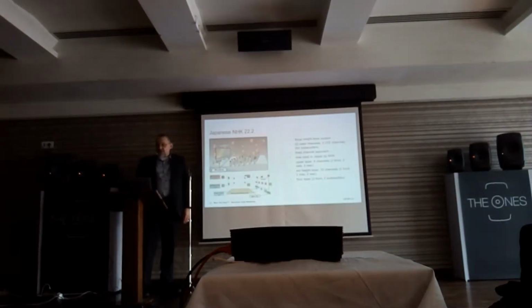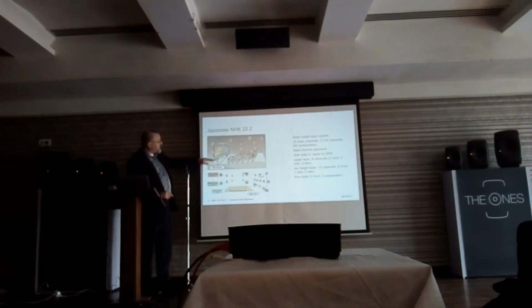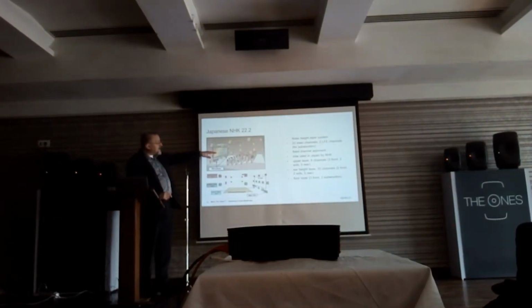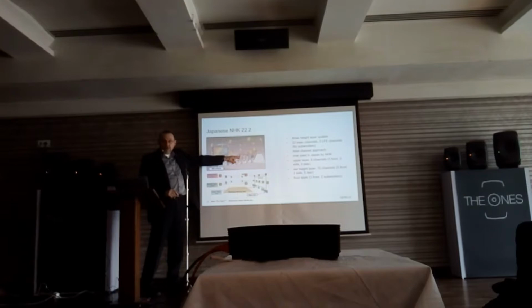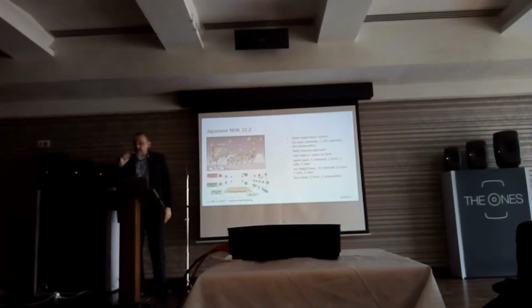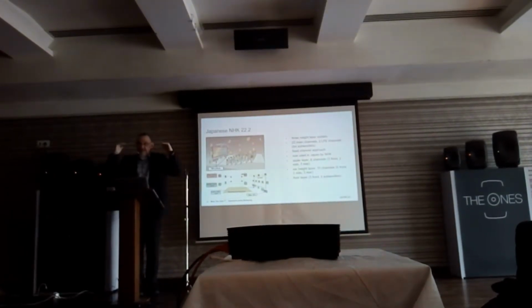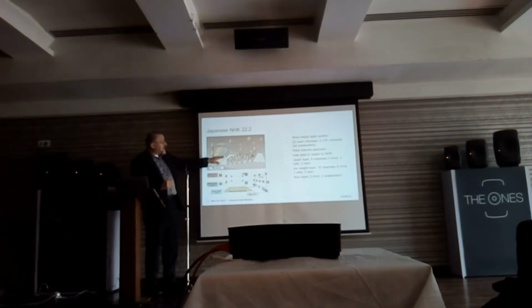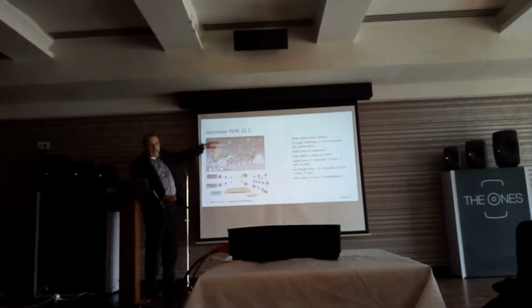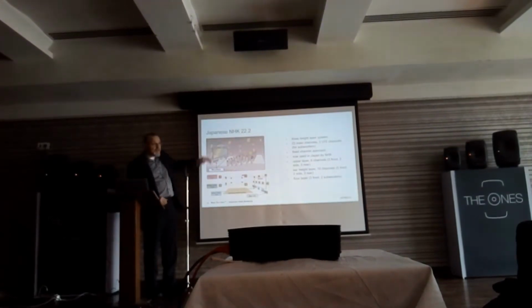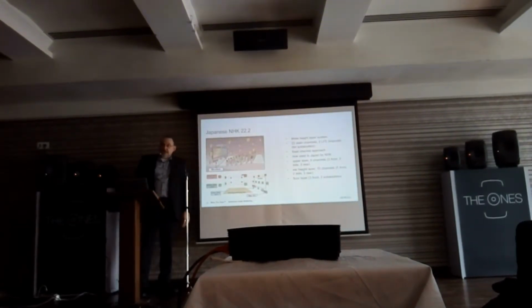Then we have the NHK 22.2 system, where we have the ear height layer. In this case, it seems that these people are a bit lower, but the intention is that the middle layer would be approximately at the ear height. And then we have another layer below the ear height, and then we have another layer above the ear height. So it's a three-layer system.